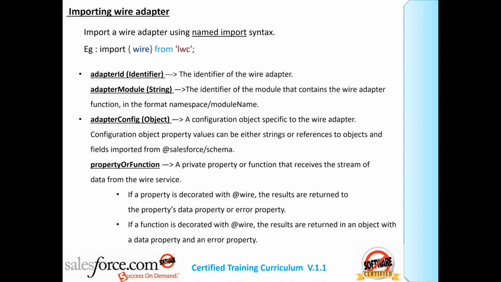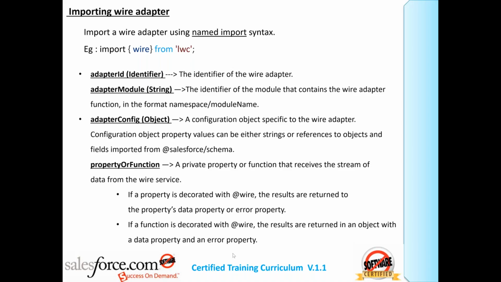Wire adapter config can be configured using a value or a string or a reference to an object. Any object reference, you can go ahead and configure this wire adapter. There are two configurations available in wire adapter. Number one, wire a property. Next, wire a function.